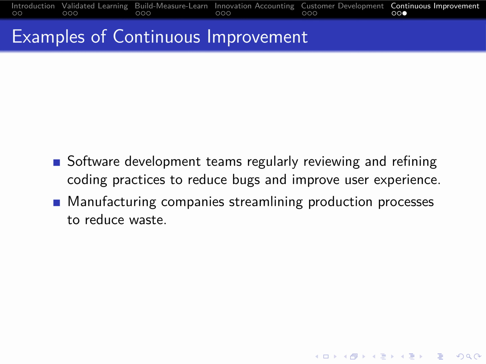In the context of the lean startup methodology, continuous improvement plays a crucial role in driving innovation and sustainable growth for businesses. Software development teams, for instance, constantly review and refine their coding practices to minimize bugs and enhance the overall user experience. This includes conducting code reviews, implementing automated testing processes, and gathering feedback from users to identify areas for enhancement. Similarly, manufacturing companies focus on streamlining their production processes to eliminate waste and improve efficiency.